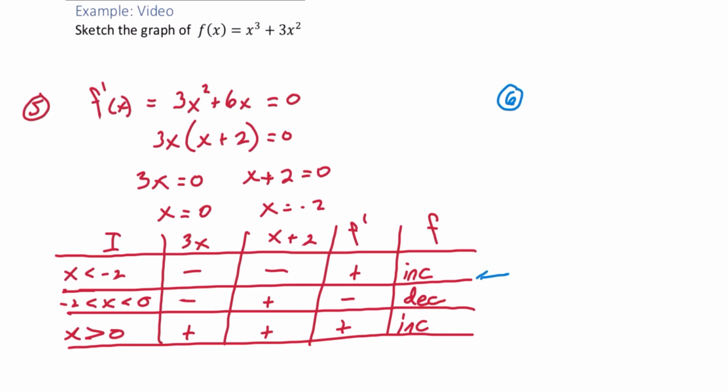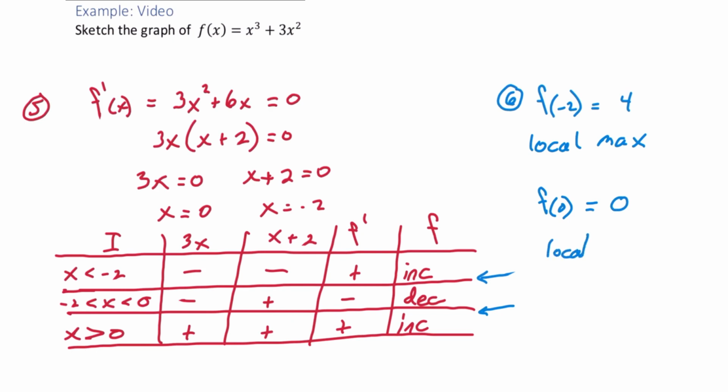Notice that you have a change from increasing to decreasing at a value of -2. So we can evaluate f of -2, plug -2 into the original function, and we see that the value is 4, giving us a local max. We can also see that f is decreasing and then increasing at a value of 0. So f of 0, plug 0 into the original, and we actually already did that when we found the intercepts. We know that 0, 0 is a local min.